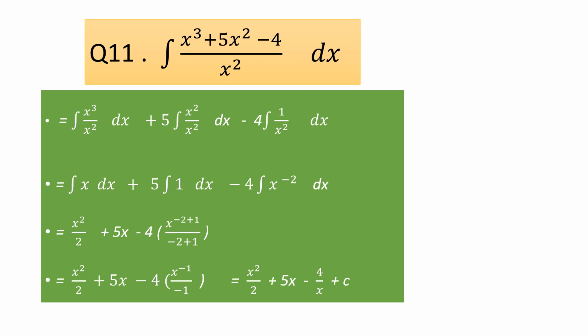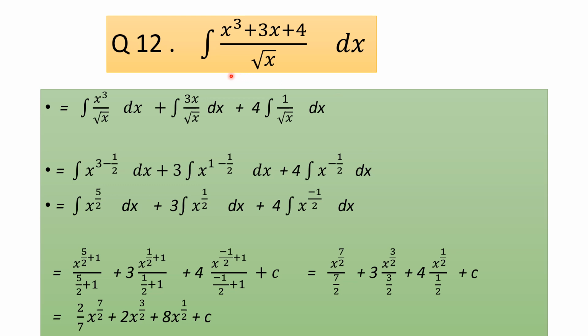Now moving to question number 12. It is on the same pattern as question number 11. See, x cube plus 3x plus 4 whole upon under root of x. Give this LCM individually to the three terms. What you will get is integration of x cube upon under root x plus integration of 3x upon under root x plus 4 integration of 1 upon under root of x.